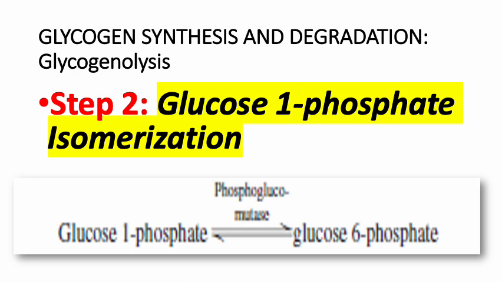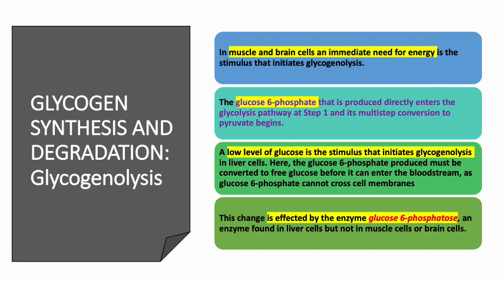Now, this process is the reverse of the first step of glycogenesis. Starting from here, glucose 6-phosphate will enter step 2 of glycolysis to produce ATP. The stimulus that initiates glycogenolysis is the immediate need for energy in muscle and brain cells.